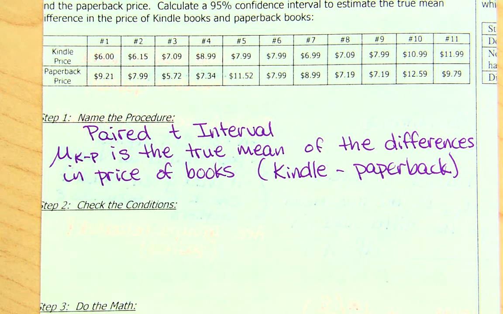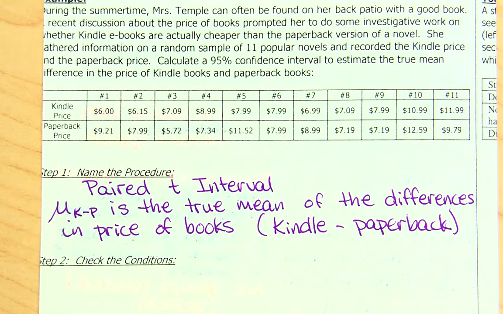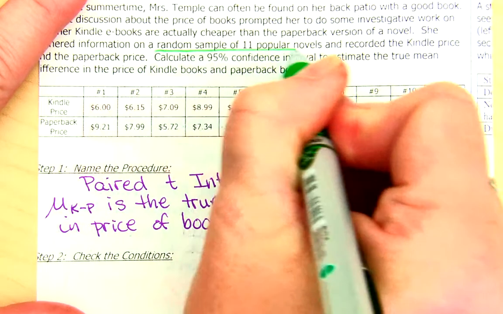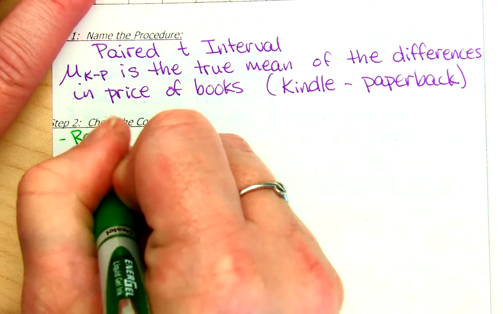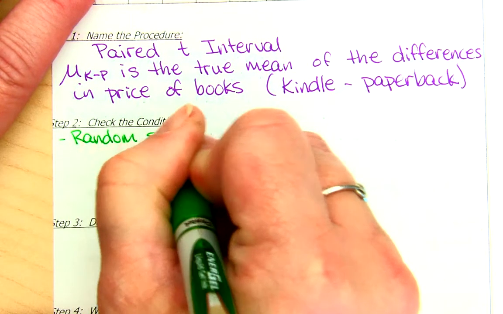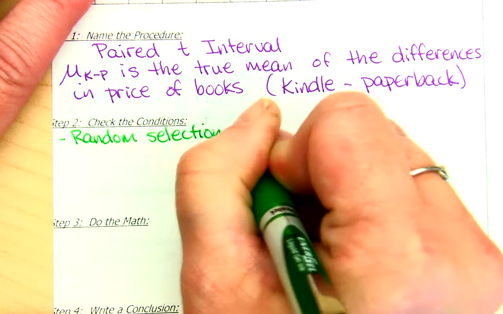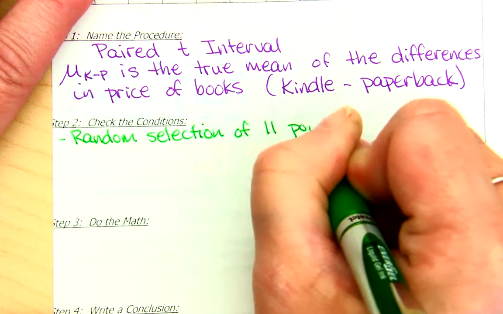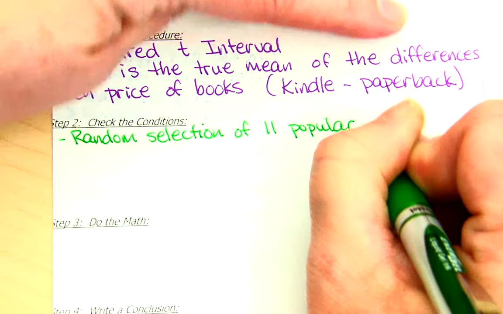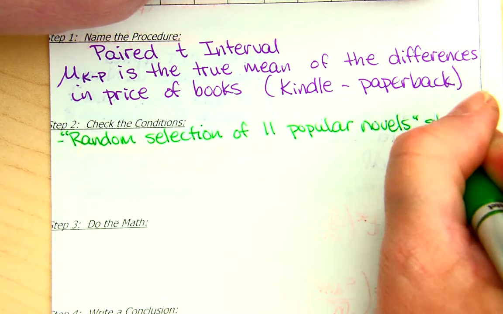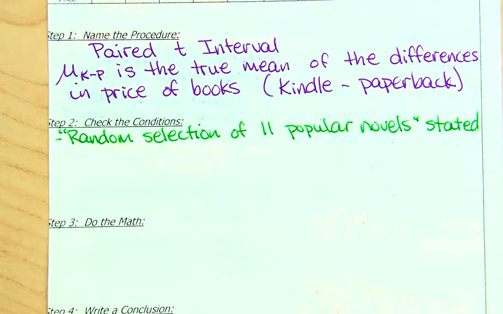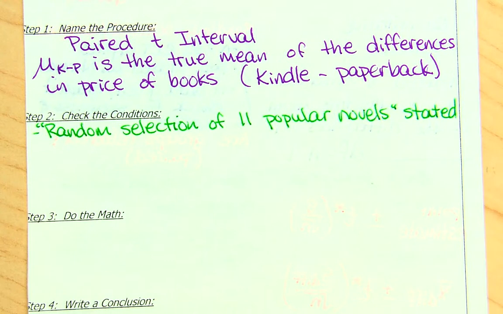Okay, now we're going to check our conditions. First condition, we need random assignment or random selection. Did one of those happen? Yeah, she told us it's a random sample of 11 popular books. So we have random. We know that because they told us that.